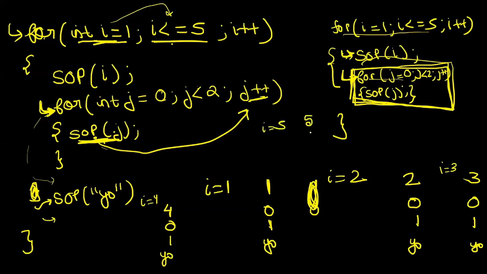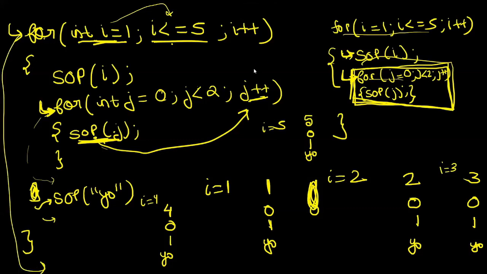Again, this inner for loop will run. j0, j1 will be printed. You come outside this for loop, print yo. And then when you go to i++, the value of i will become 6. And 6 less than or equal to 5 is false. So you will not enter inside this for loop, and you will come directly outside this for loop to here.